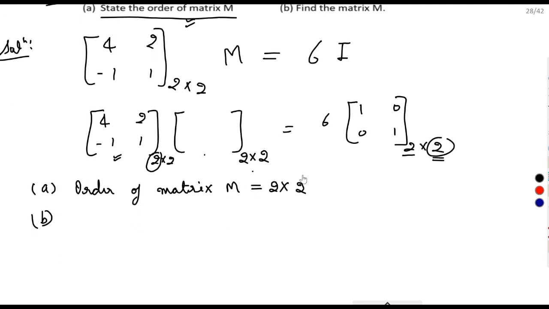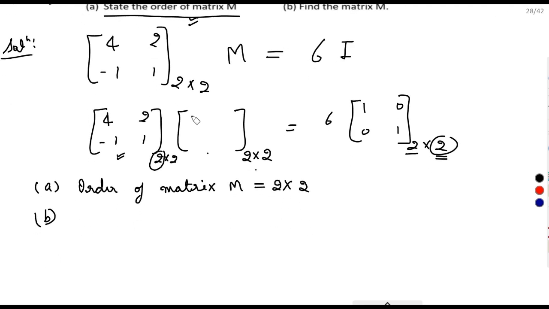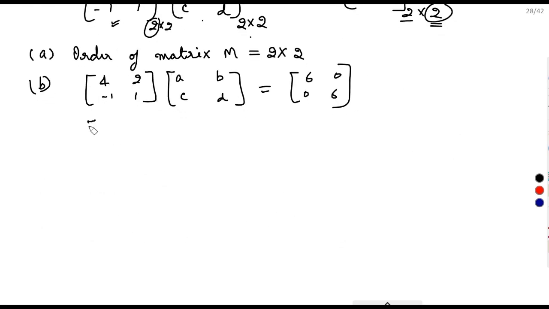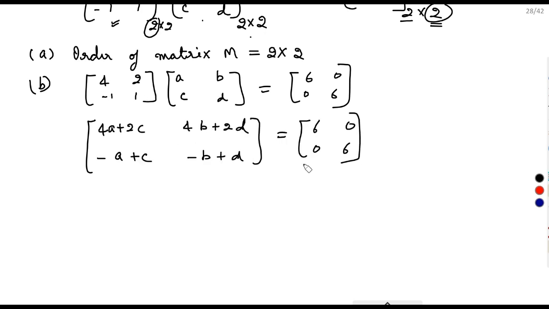Now we have to find matrix M. Let the matrix M be A, B, C and D. Now multiply these two matrices. If these two matrices are equal, it means their corresponding elements are equal.